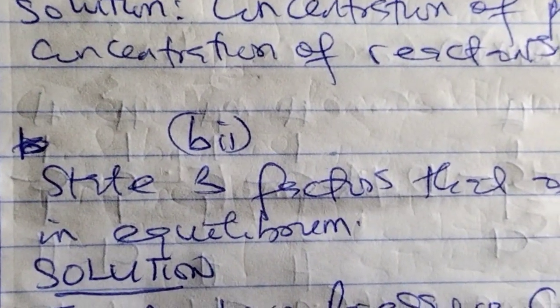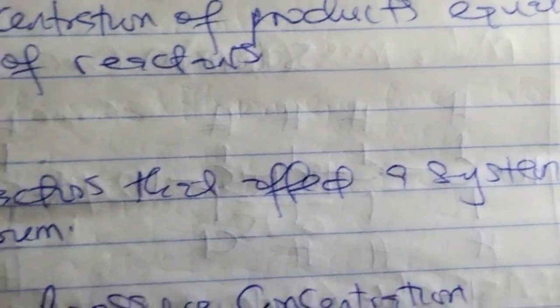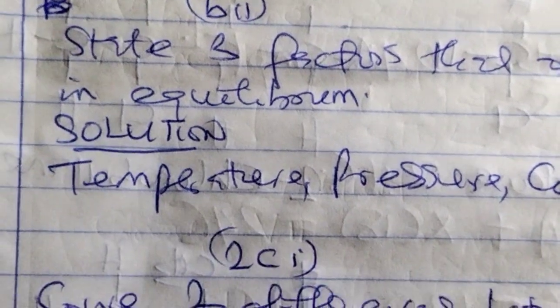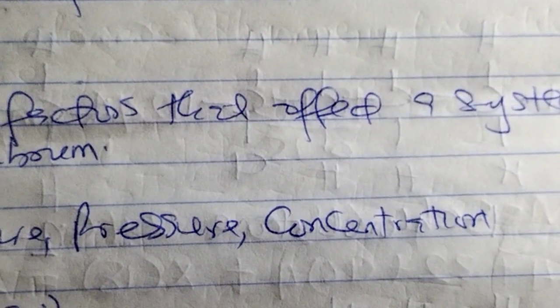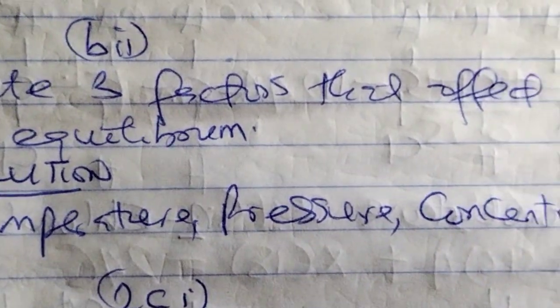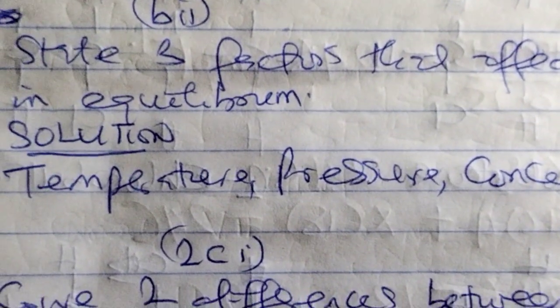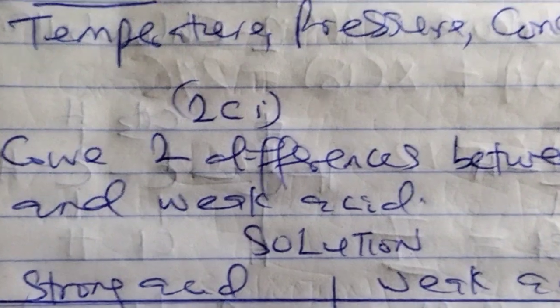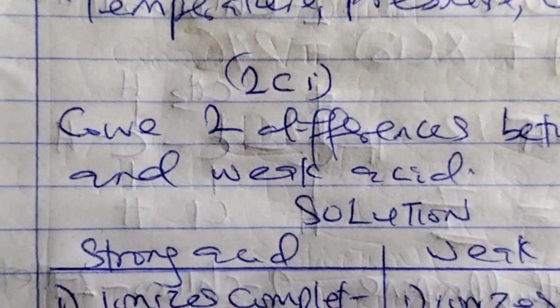Then 2bii says, state 3 factors that affect a system in equilibrium. Solution: temperature, pressure, concentration. Please, catalyst is not there. Temperature, pressure, and concentration, according to Le Chatelier's principle.